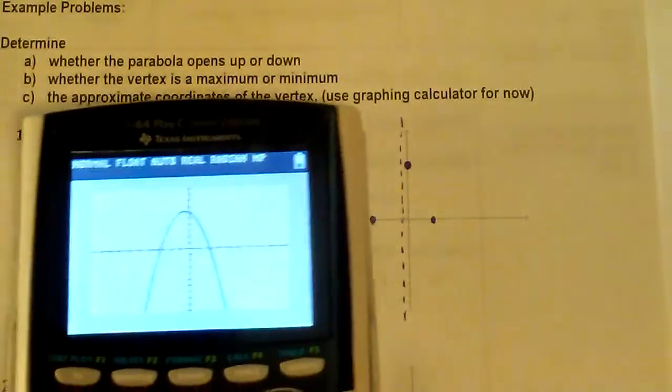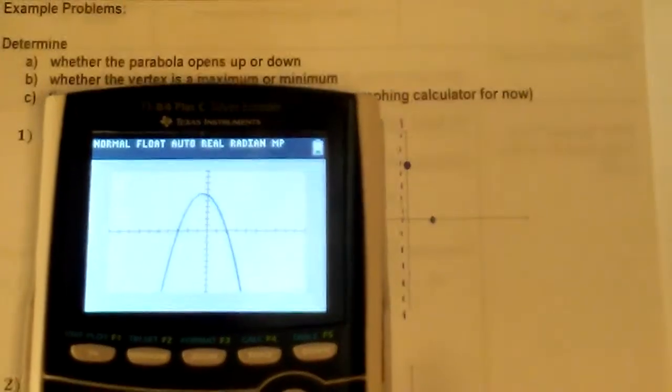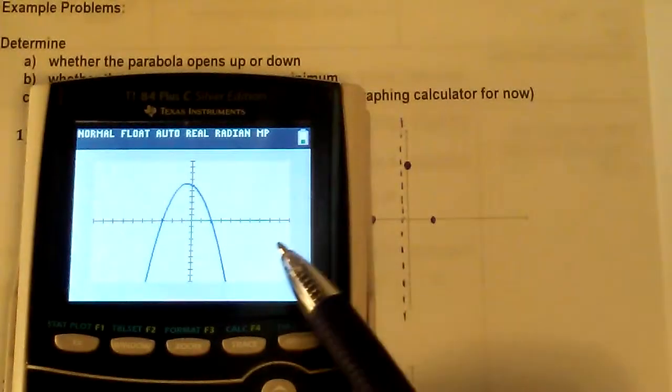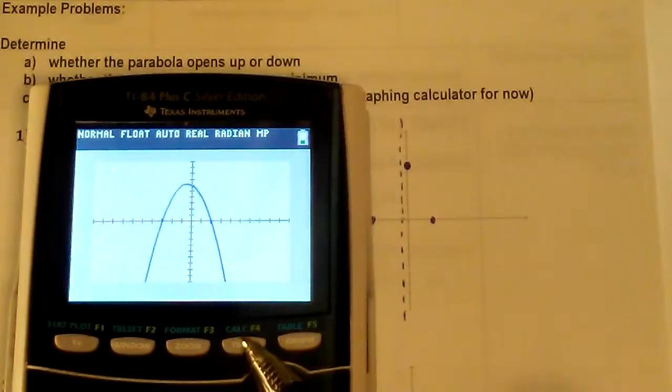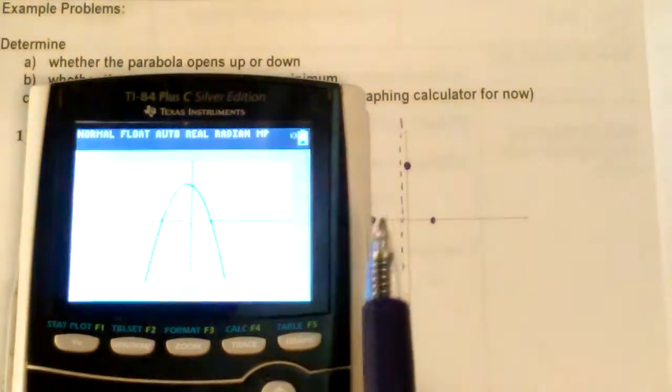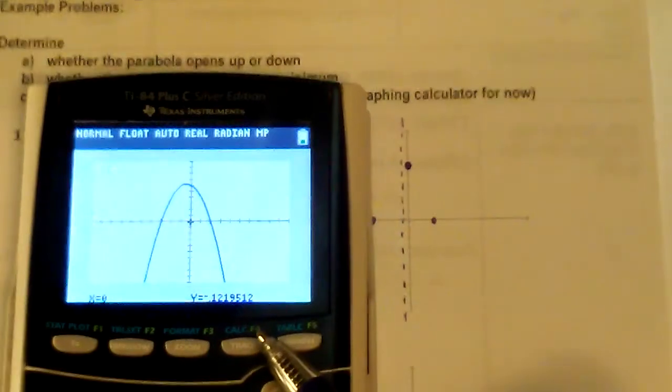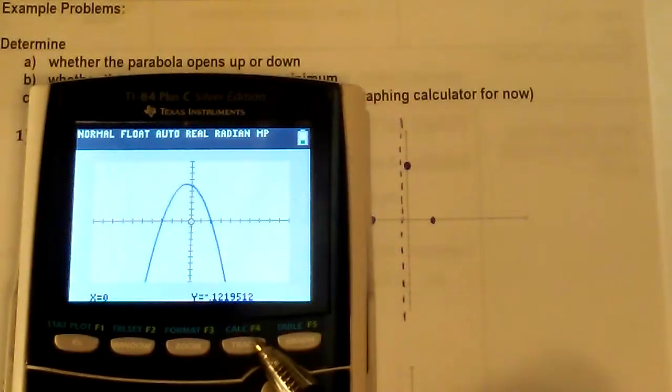So I think I have a pretty good idea of where my vertex is, but I'm going to go ahead and use my graphing calculator, practice using the tool. Right here on the trace button, there is the blue calculate. We've used that for a few things. We've used that to find zeros, also called x-intercepts. We use that to find intersections of systems of equations. And we've also, what else? I feel like we did some other things with it. Generally, we've used this for a few things. So let's go ahead and go to that menu.